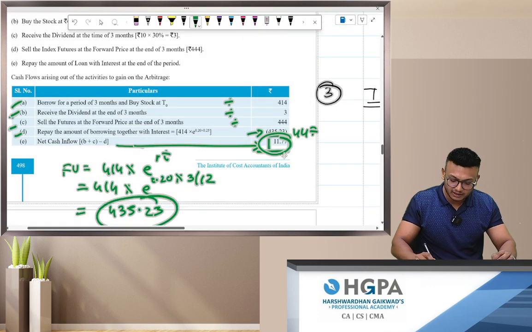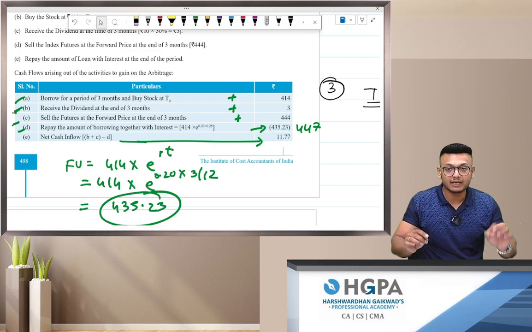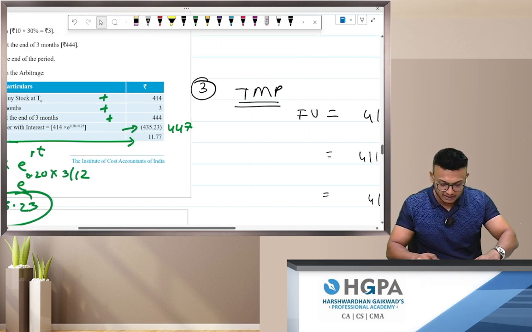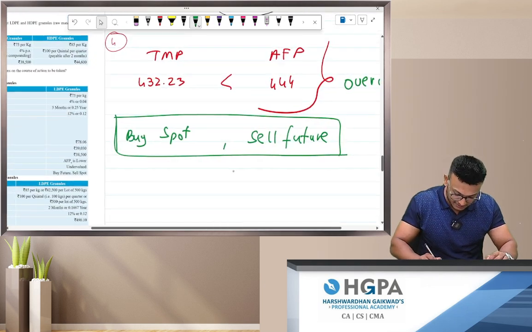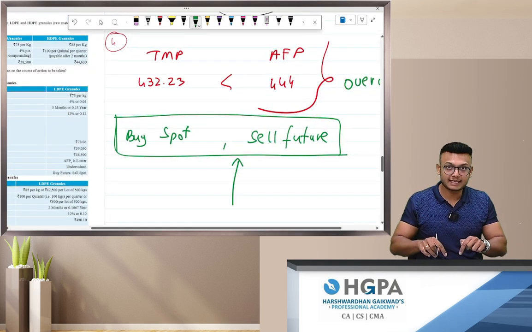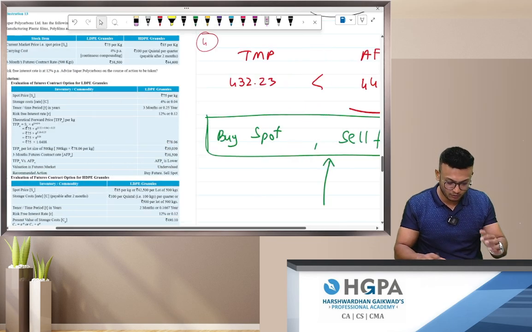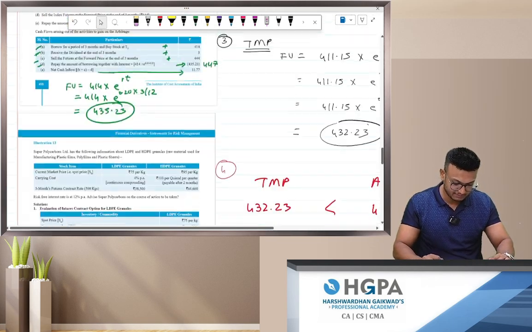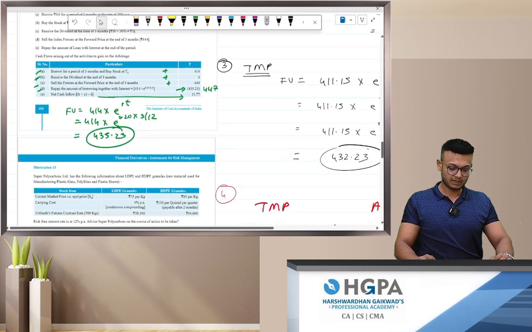So tell me one thing, how have we written down the steps? It is based on this only. We made the steps based on this: buy spot, sell future. Are you understanding this? Simple. This was one question.